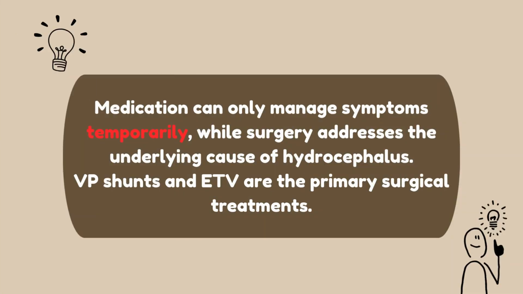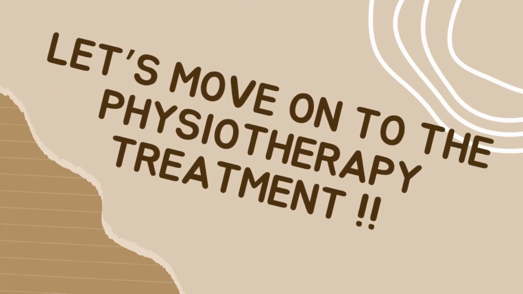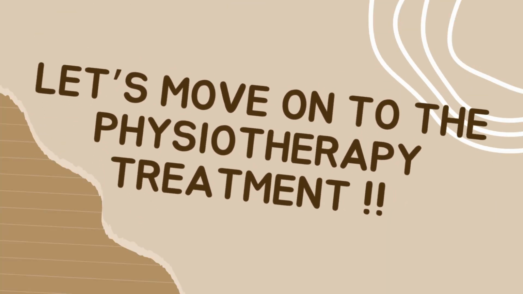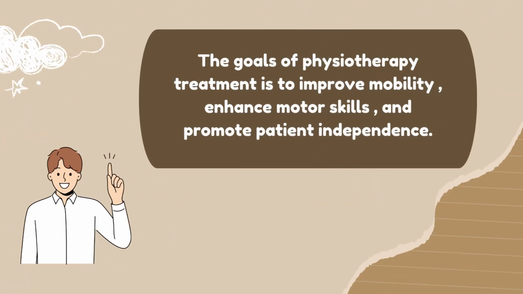Medication can only manage symptoms temporarily, while surgery addresses the underlying cause of hydrocephalus. VP shunts and ETV are the primary surgical treatments. Lastly, let's move on to the physiotherapy treatment. The goals of physiotherapy treatment are to improve mobility, enhance motor skills, and promote patient independence.